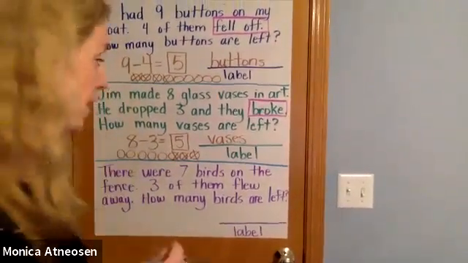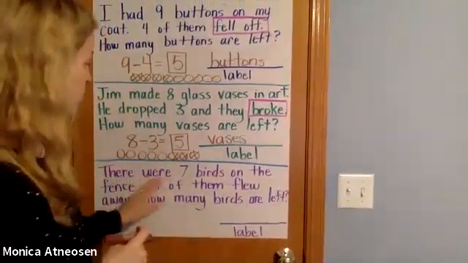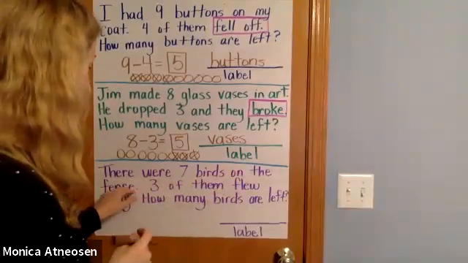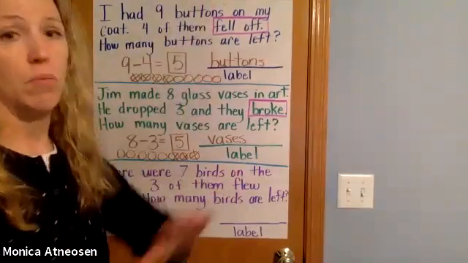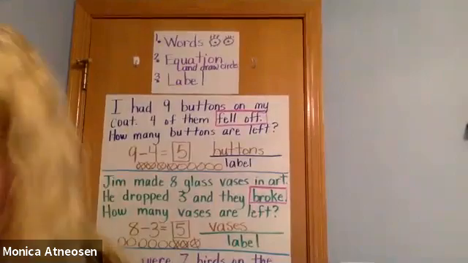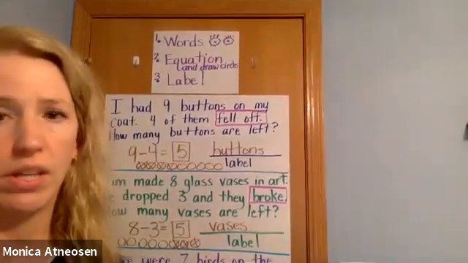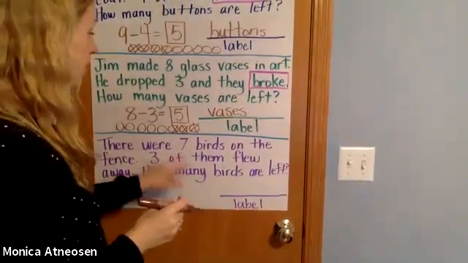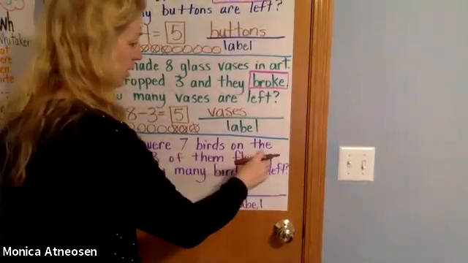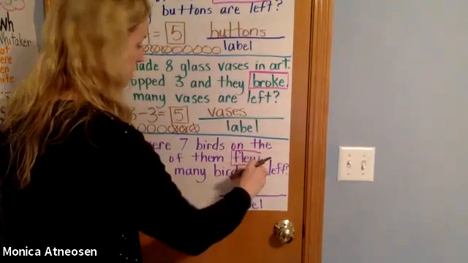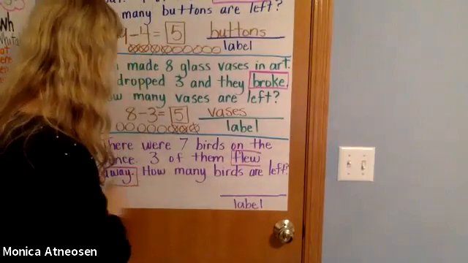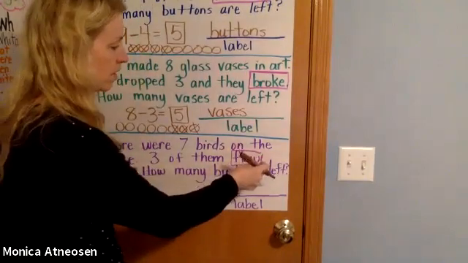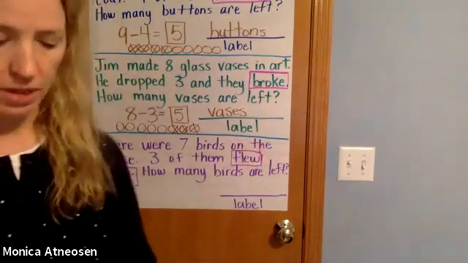And let's check on our last one. There were 7 birds on the fence. Start out by thinking of step number 1, your words, what's happening in the story problem. 3 of them flew away. I'm going to put my lines around those words.